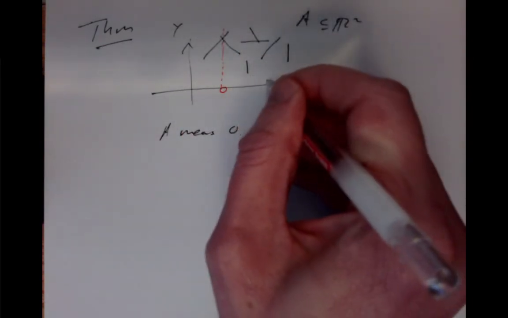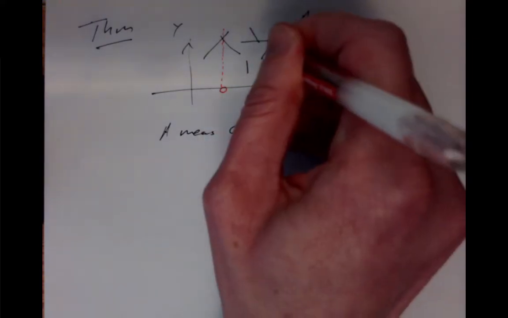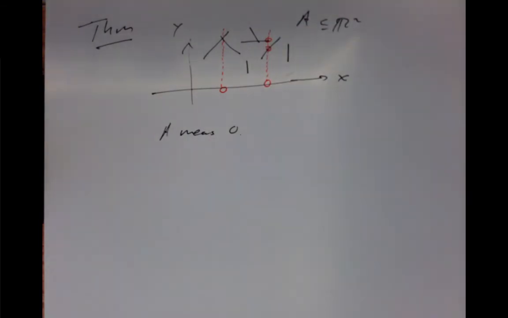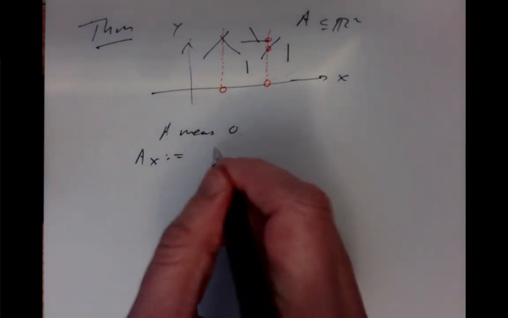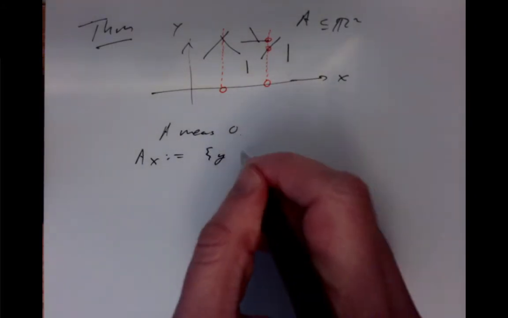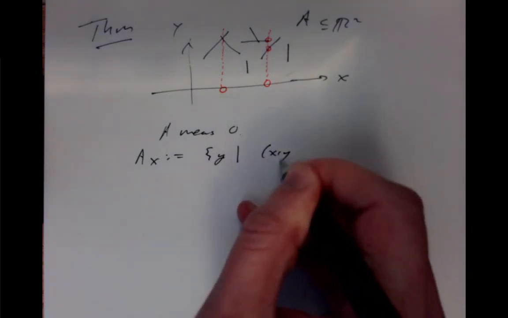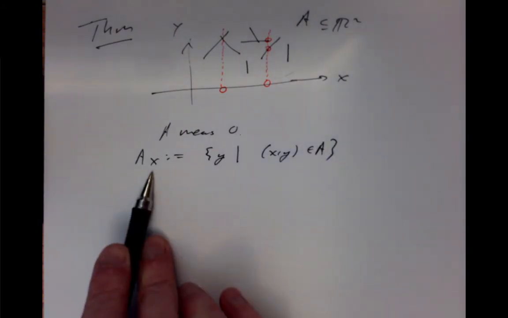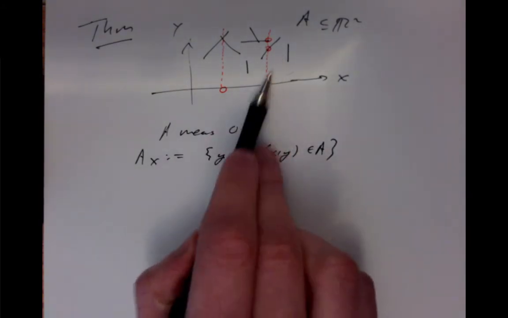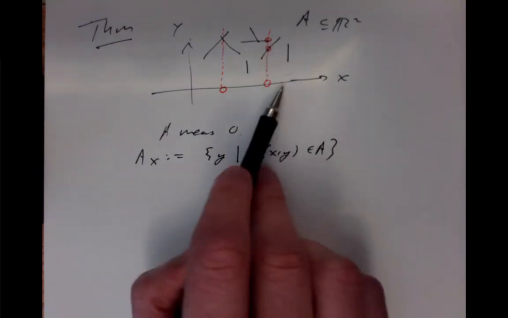If I take, say, this point here, I can look above it in the plane, and it'll hit various points of A. So I'll simply let A_x be the set of points y so that the pair (x, y) belongs to the set A. That is the set of all y's that cross. In this case, that's these 2 points here, these 2 y values.